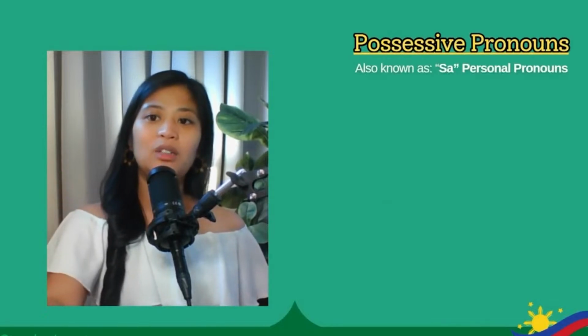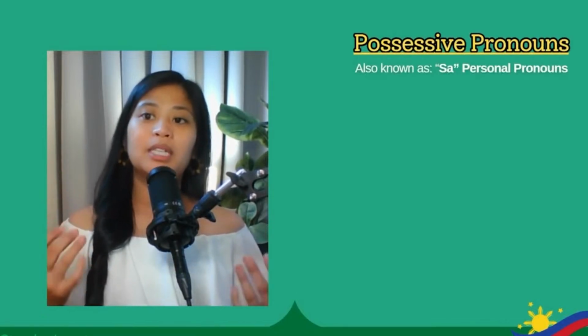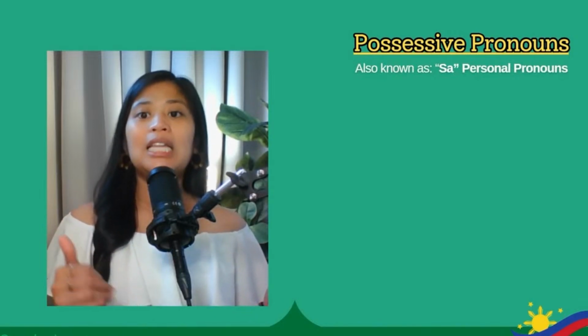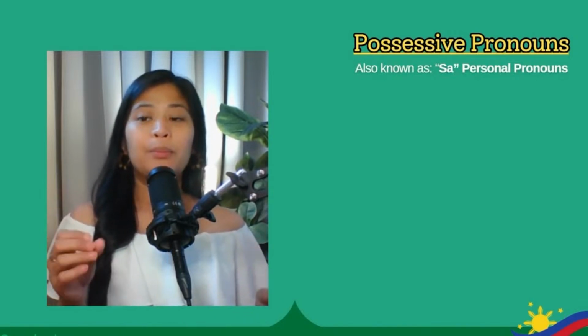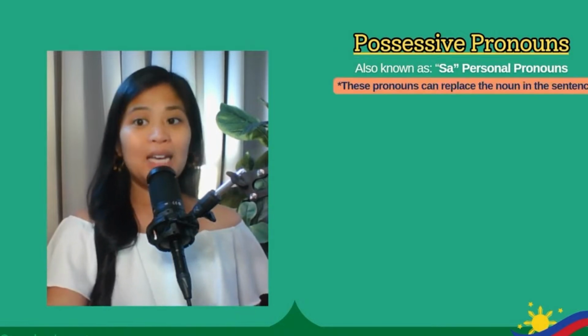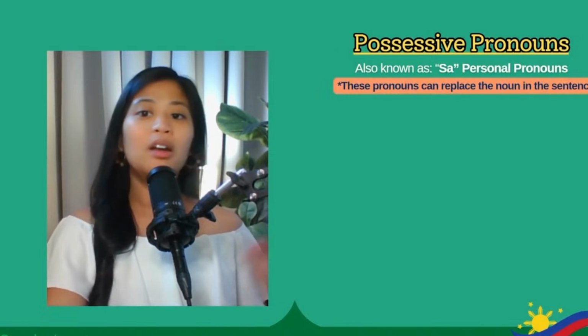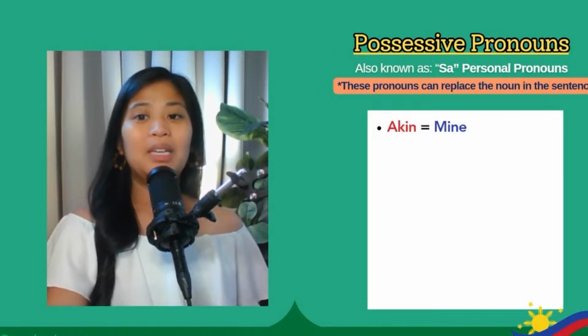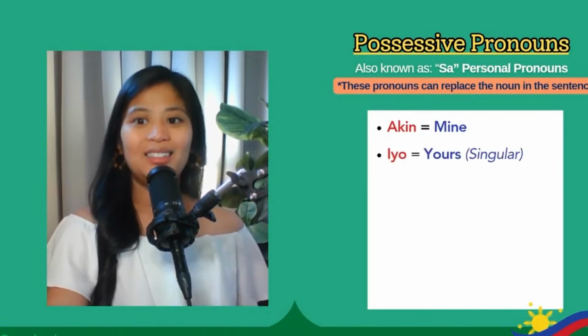Okay, now let's take a look at this last set of possessive pronouns. They are different from the first set that we learned. These are also known as sa personal pronouns, and you'll see why. So these pronouns can replace the noun in the sentence. Not always, but they can, and you'll see what I mean. So akin means mine, akin.